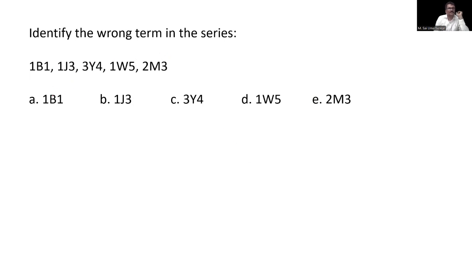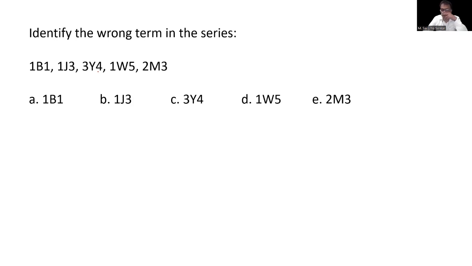Next, identify the wrong series. 1B1, 1J3, 3Y4, 1W5, 2M3. What is the answer? It's a little bit difficult, but nothing to worry. So just pause this video and solve the question, and after that, watch my explanation.